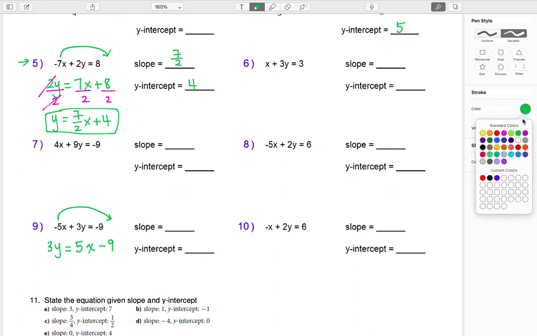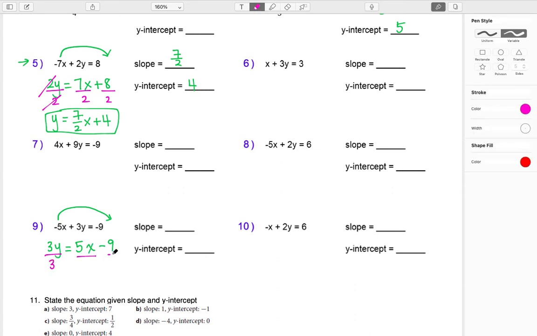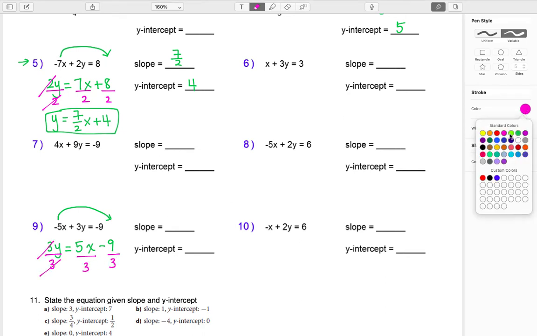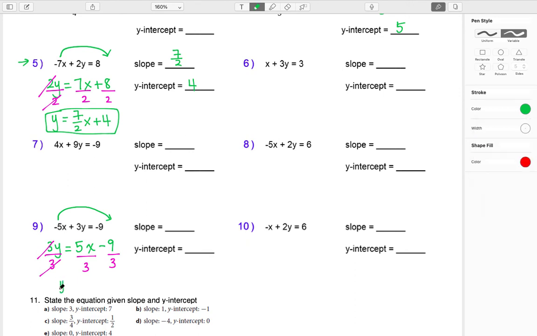Now, what's in front of y? There's 3. So we're going to divide everything by 3. So that 3 and 3 cancel out. So you have y is equal to 5 over 3x minus 3. So from my slope y-intercept form, slope is 5 over 3, and my y-intercept is negative 3.